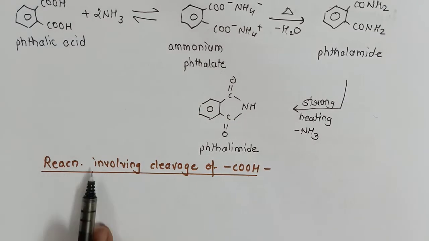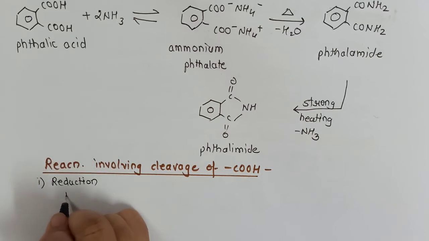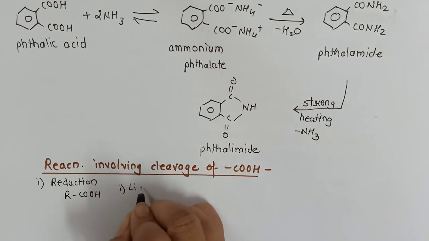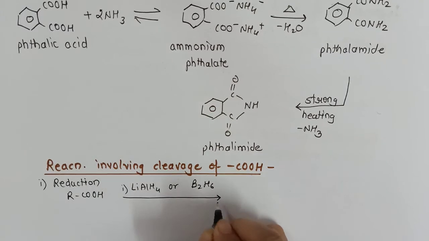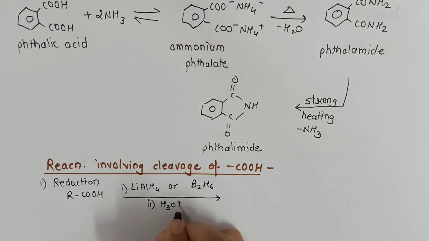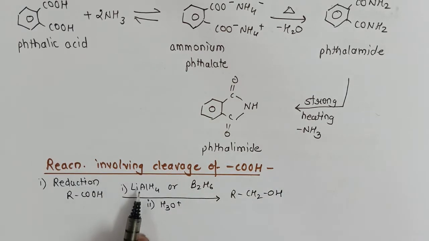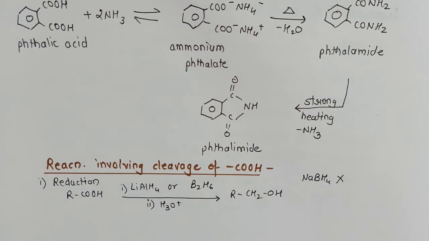Now the next reactions which we are going to discuss include the cleavage of the carboxylic group. In that, first we are going to study reduction. Carboxylic acids, we have already studied, on reduction give us alcohol, and for that we need a strong reducing agent like lithium aluminum hydride or diborane. And the second step will be hydrolysis, which gives us 1 degree alcohol. Now here you have to remember the reducing agent. We have to use lithium aluminum hydride. We cannot use sodium borohydride as it does not reduce the carbonyl group.